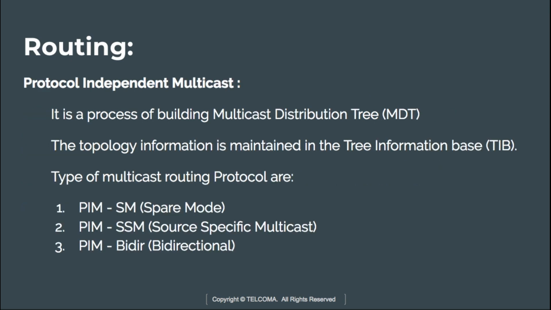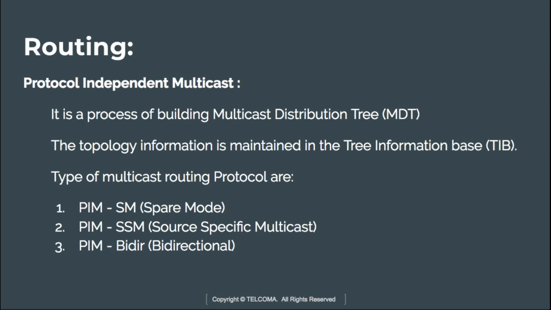Next we will discuss PIM, that is protocol independent multicast. It is a process of building the multicast distribution tree, and the topology information is maintained in the tree information base, that is TIB. The types of multicast routing protocol are PIM-SM, that is sparse mode, PIM-SSM, that is source specific multicast, and PIM-BIDIR, that is bidirectional.